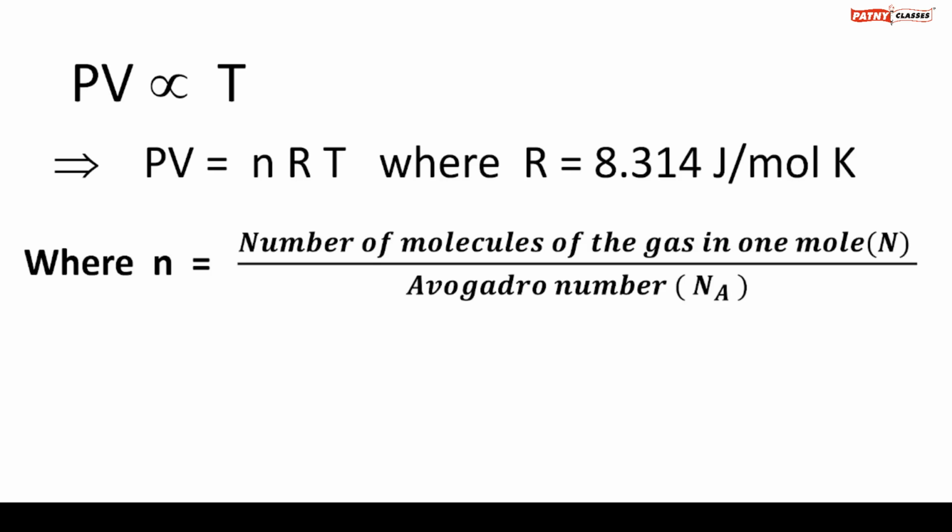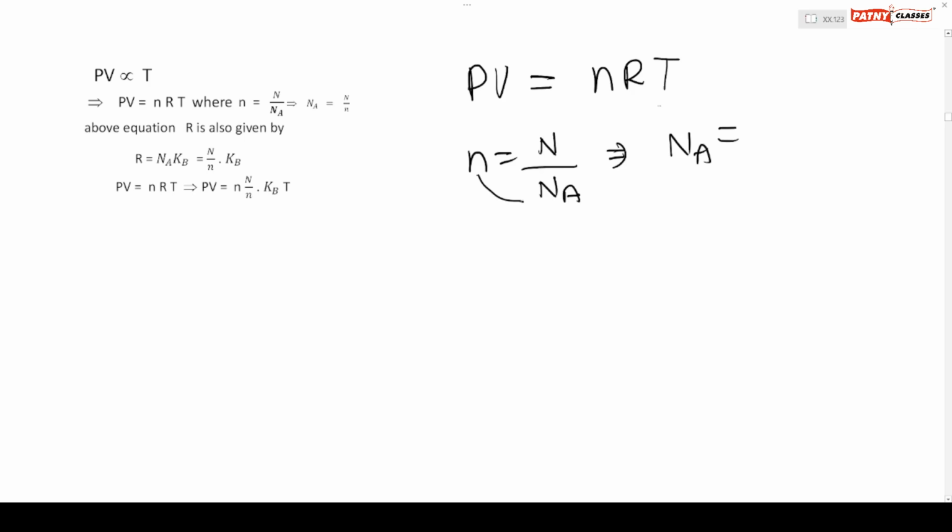small n by the relation n equals N upon Na, where N stands for the number of molecules of the gas in 1 mole divided by Avogadro number. Since we have PV equals nRT, where n is nothing but N divided by Na, this implies Na equals, this n will come down, so N divided by n.